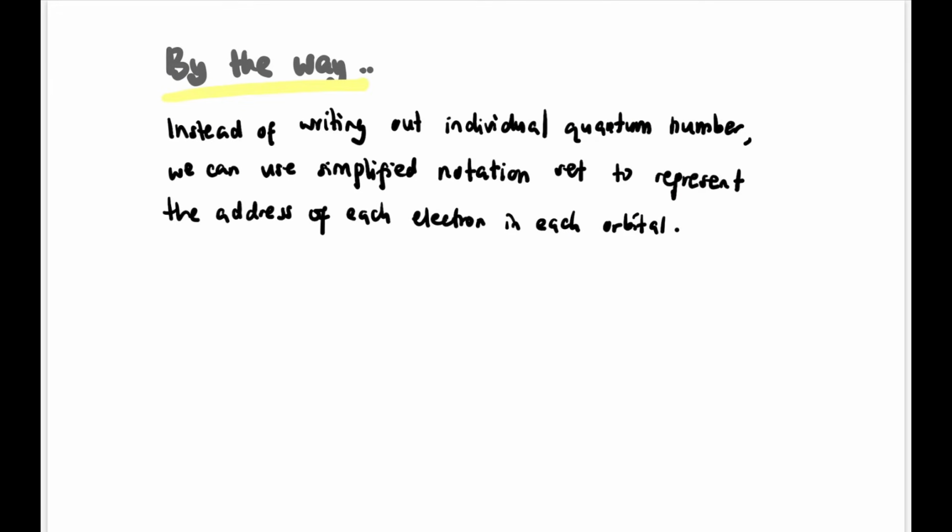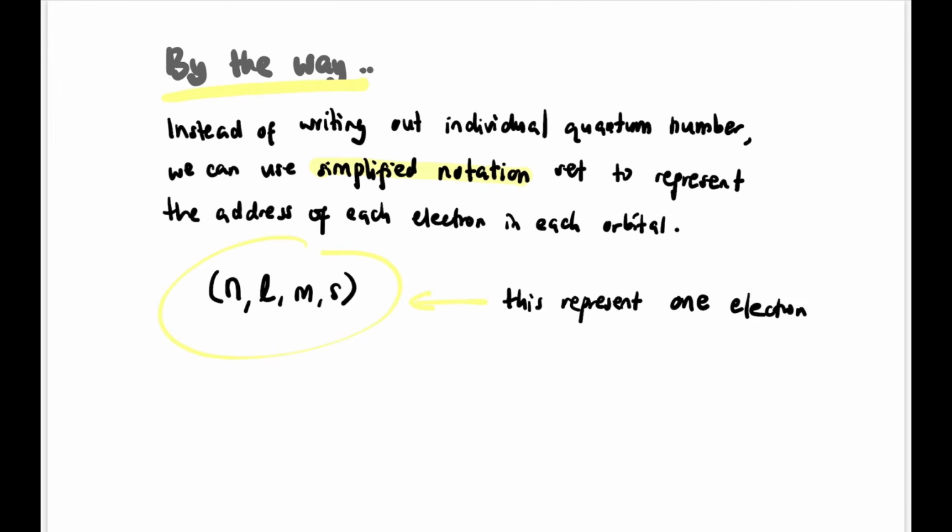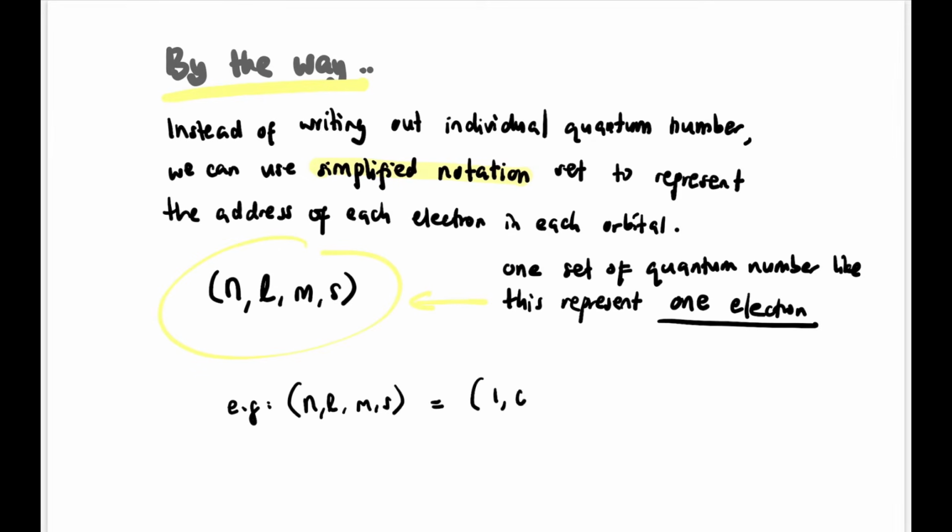By the way, instead of writing out individual quantum number, we can always use simplified notation untuk kasi represent the address of each electron in orbital. Kita just buat NLMS, nasi lemak memang sedap. Okay? And setiap satu set ini represent 1 electron. Tapi mesti lengkap 4 NLMS. Contohnya, 1, 0, 0, positive half, mewakili satu elektron dalam 1s orbital.